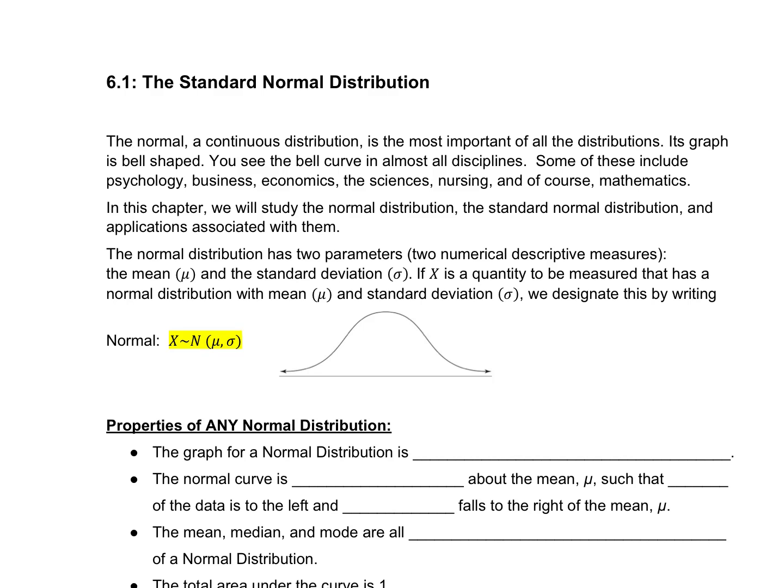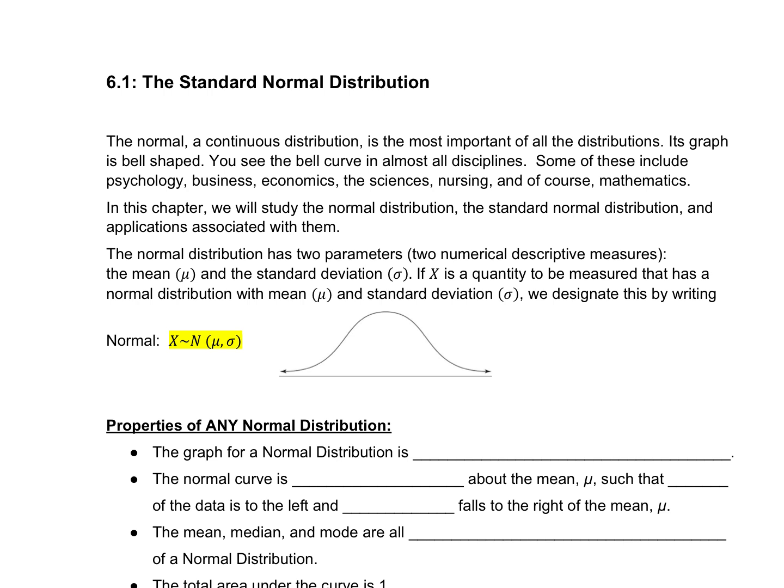Okay, so the standard normal distribution. The normal is a continuous distribution, and it is the most important of all of them. The graph has a shape that we call a bell shape. If you've ever heard of the bell curve or bell-shaped curve, that's where they're getting it from. It's a curve that a lot of professors will use in college. You see this information across a whole bunch of disciplines.